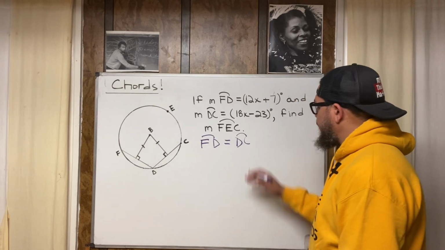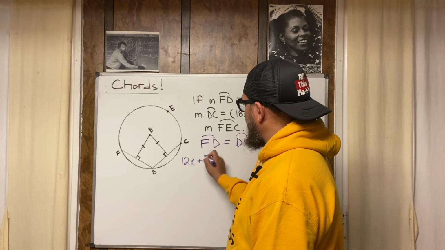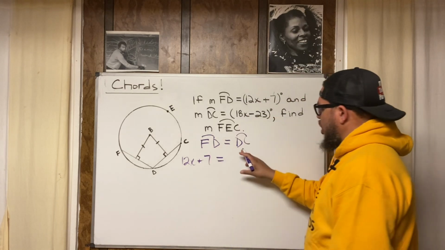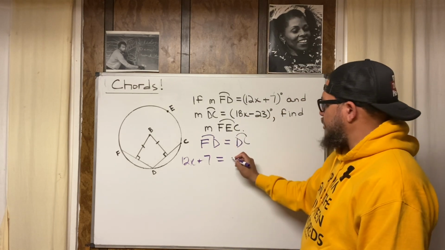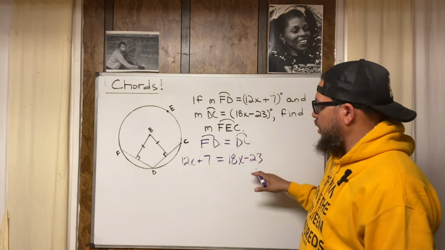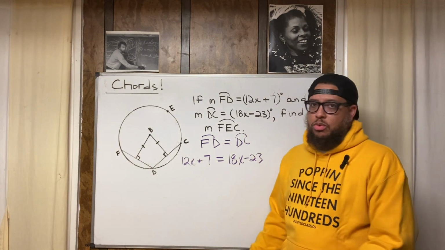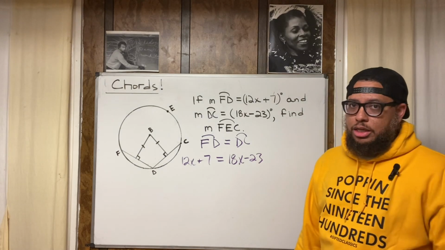All right, so look, FD is the same thing as 12x plus 7. So check this out. We're going to do 12x plus 7 is equal to arc DC. Arc DC is 18x minus 23, right? So that's our equation. Now, once we set up your equation, we're not even in geometry no more. Now we're back in algebra 1, linear equations.